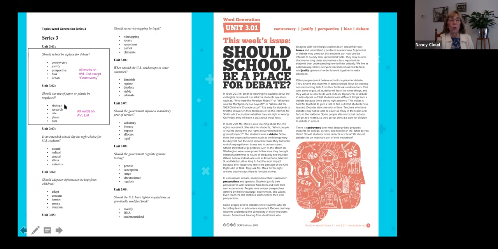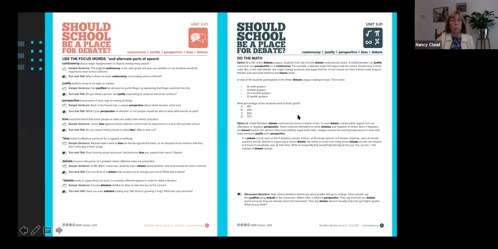Whereas in Unit 2, all of these words are on the academic word list, and they're also on the academic vocabulary list. So there's overlap. The way the unit starts, you do this reading. And then after the reading, you teach the 5 words: controversy, justify, etc. Notice the words are repeated on every page.